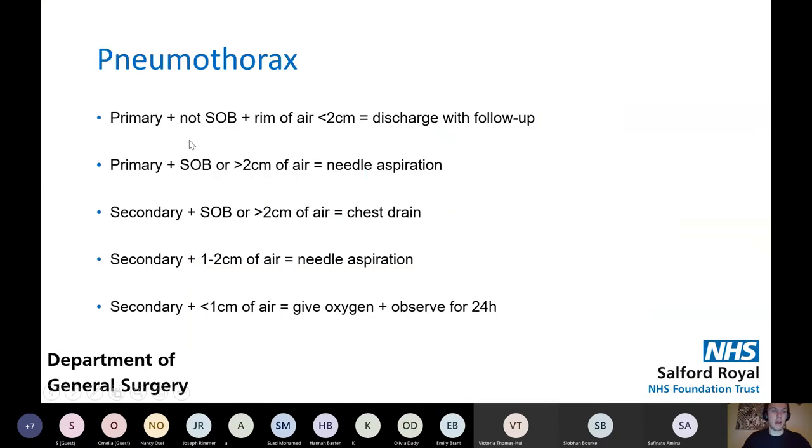And this is just a written summary of some of that information. To be honest, it's probably less helpful than that, but primary important, secondary important, work it out, and then use the size or the symptoms to help guide what your next step is. In primary pneumothorax, putting in a chest drain isn't ever the first step in management. It's always a backup just in case that needle aspiration doesn't work.